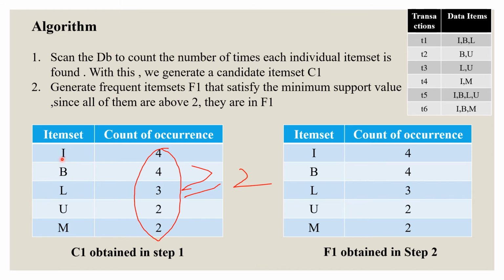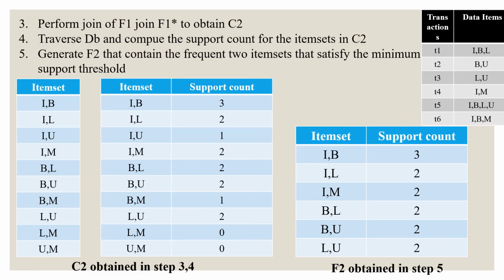But we have taken only single items. In the next table we are going to take two item sets, that is considered as C2. Let's look into the item set. See, we have taken two items.